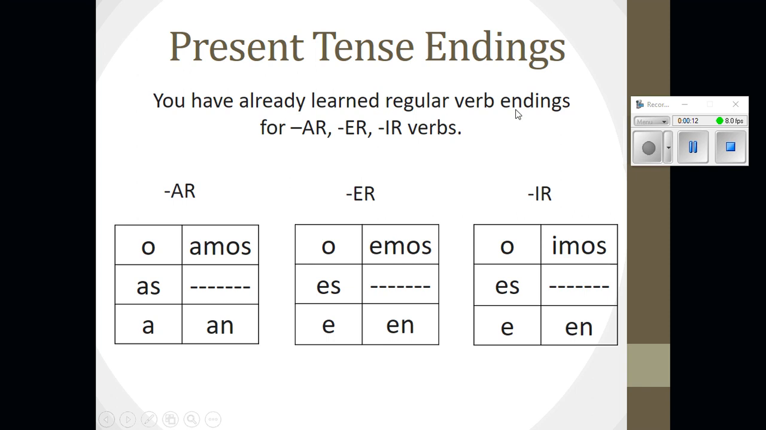It says you have already learned regular verb endings for AR, ER, and IR verbs. When we say regular verb endings, we mean that they follow the same pattern. For example, you drop the ending and put back an ending that is memorized and is regular. So let's look at the AR verb endings that we know: o, as, a, amos, an. ER verb endings we know are o, es, e, emos, en, and IR verb endings are o, es, e, imos, en.